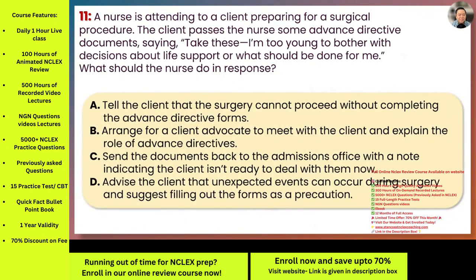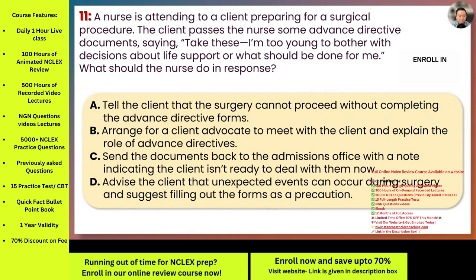Options. A. Tell the client that the surgery cannot proceed without completing the advance directive forms. B. Arrange for a client advocate to meet with the client and explain the role of advance directives. C. Send the documents back to the admissions office with a note indicating the client is not ready to deal with them now. D. Advise the client that unexpected events can occur during surgery and suggest filling out the forms as a precaution.